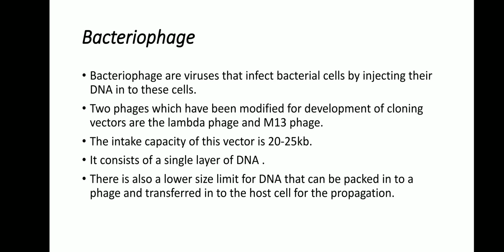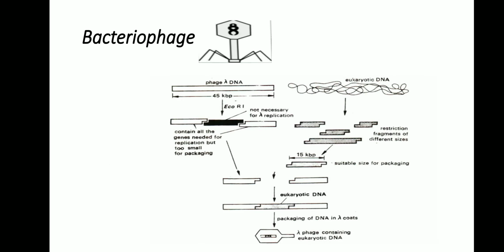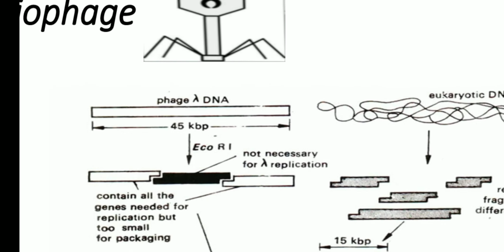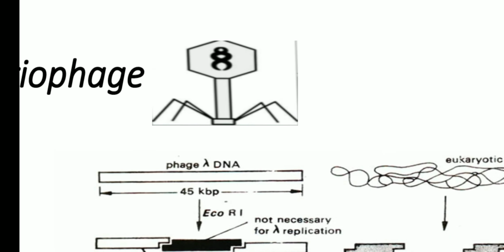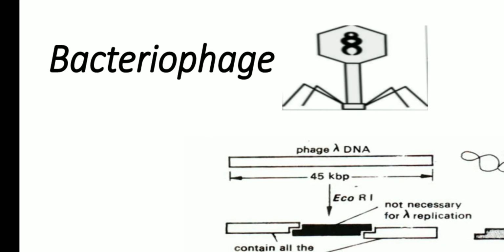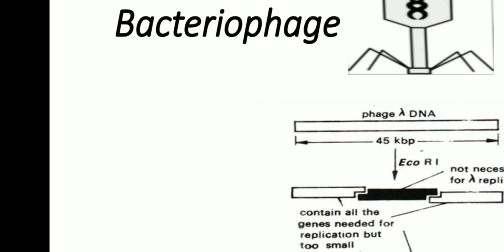It consists of a single layer of DNA. Up to 20 to 25 kilobases of target DNA can be inserted into the bacteriophage. This is the bacteriophage diagram. Lambda phage and M13 phage are the two cloning vectors. Here I give the example of lambda phage.